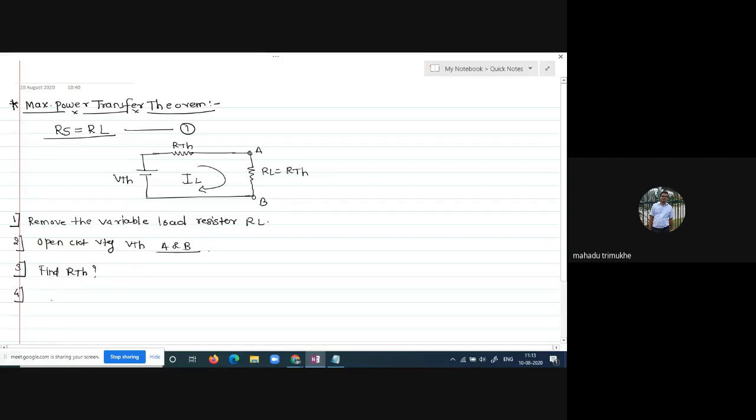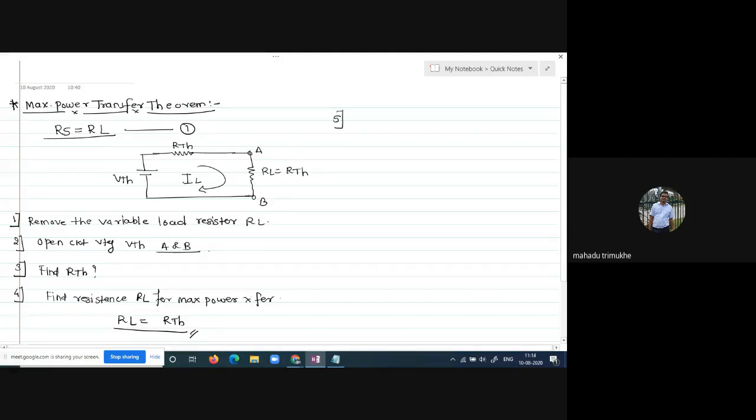Find the resistance RL for maximum power transfer. For maximum power transfer, RL is nothing but RTH. You have already calculated RTH in step number three. That RTH is nothing but your RL.